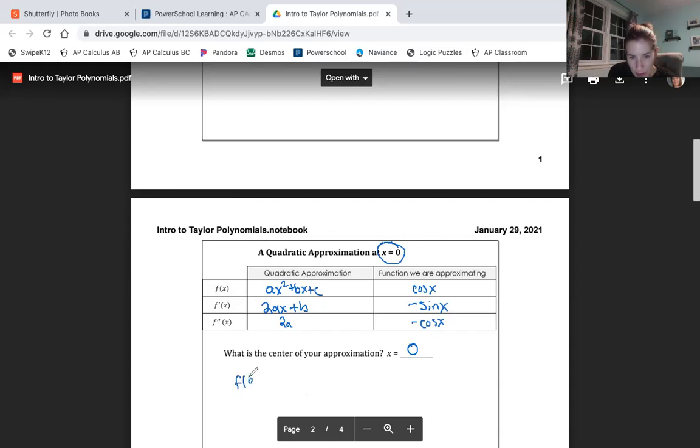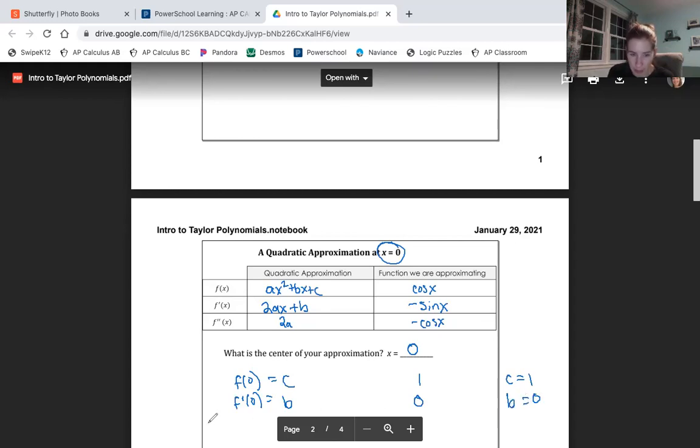So if I look at f of 0, if I plug 0 into this function, do you see how you just get c? And if I plug 0 into this function, I get 1. I want these two columns to equal each other, so that lets me know that c equals 1. Now let's do it with the next column. If I find f prime of 0, if I plug 0 into this equation here, you just get b. And if you plug 0 into the second derivative, you just get 0. I want these two things to equal each other, so that lets me know that b is 0.